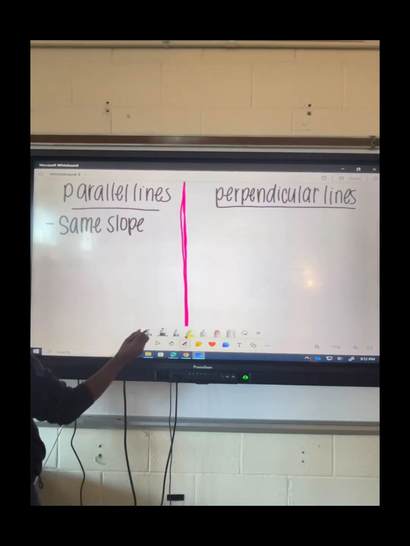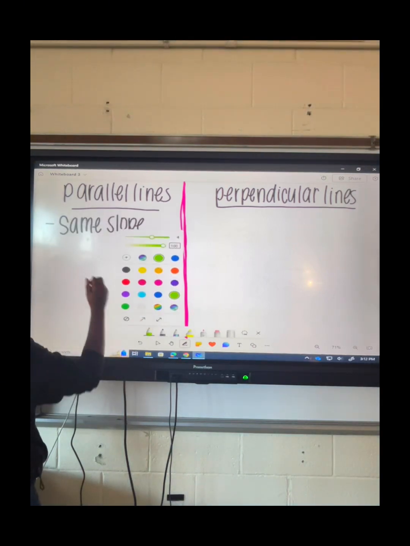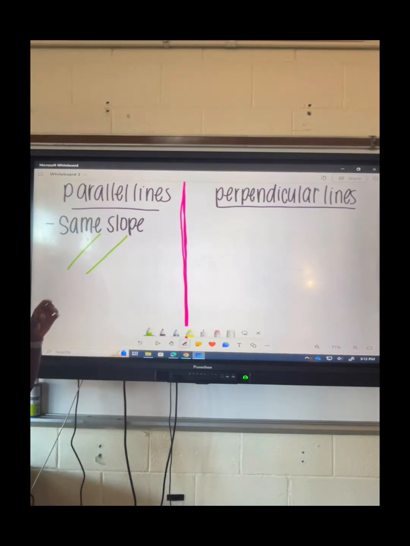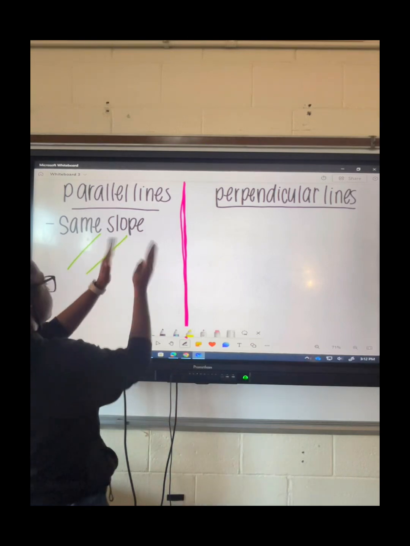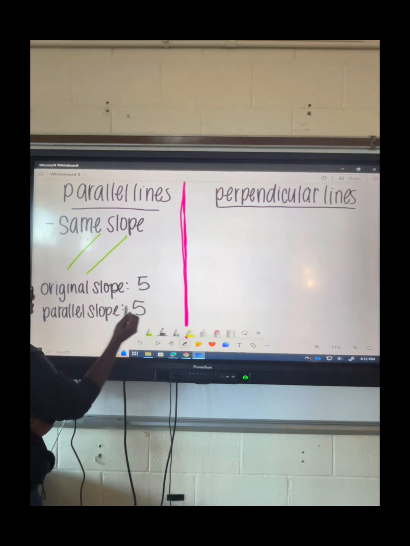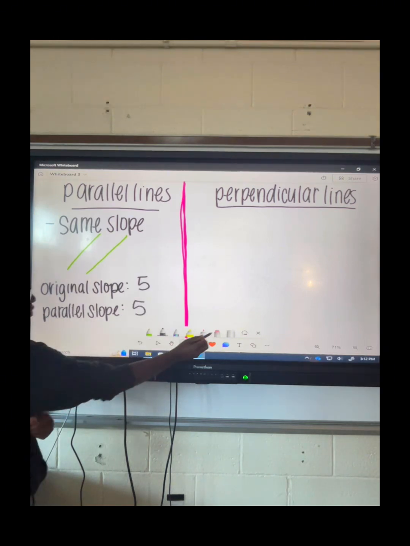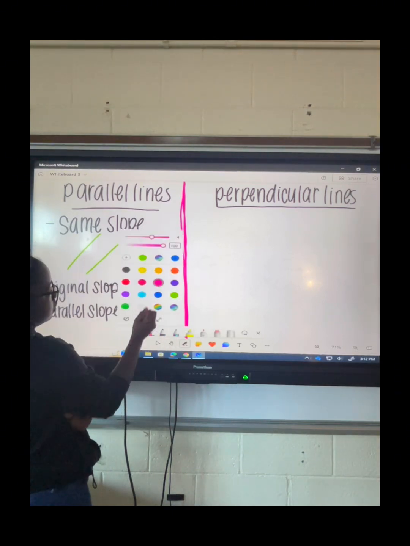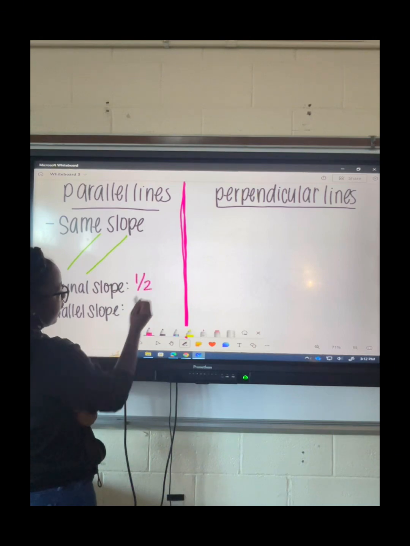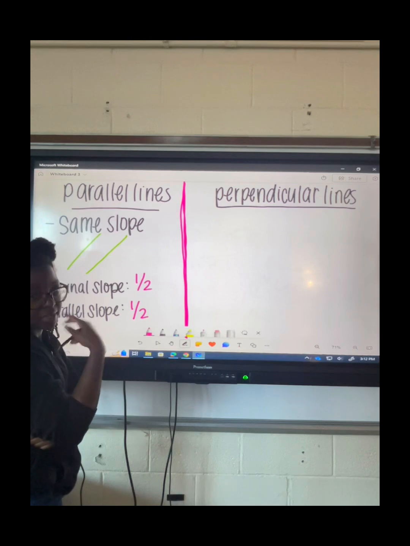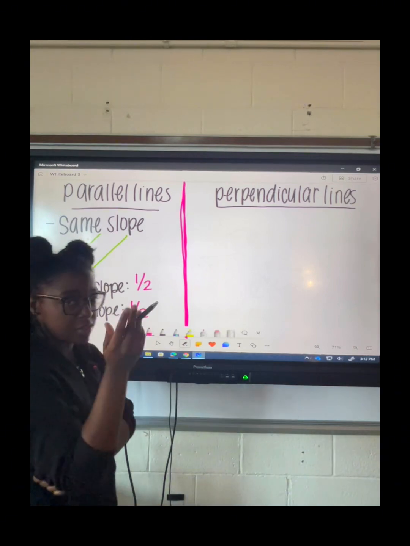I have two lines and they look like this. They're tilted the same way, so they would have the same slope. The slope is talking about how tilted they are. So let's say I have a line and the original slope is 5. My parallel slope will also be 5. Okay? So if my original line has a slope of 1/2, my parallel line will have a slope of 1/2. That's easy, right? Okay? And we'll have some examples.